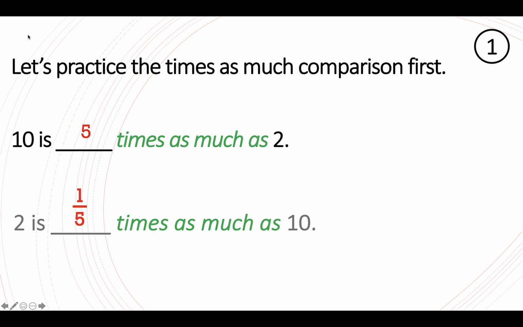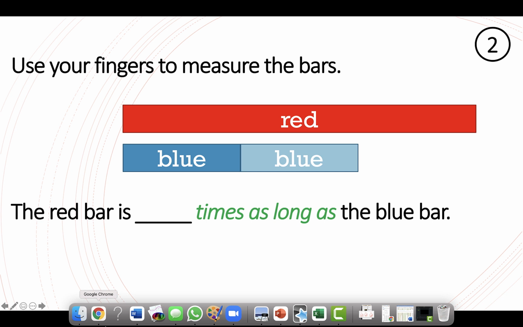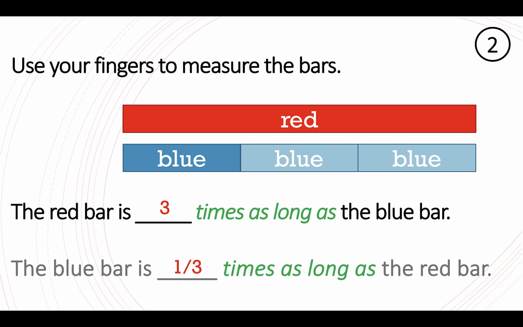So instead of just thinking about 1/5 as an amount of something, we can also start thinking about fractions as representing multiplicative comparisons. And then we move on to asking them to use their fingers to measure the bars. So you can see here that a student might use their fingers on either side of the blue bar and then iterate that to find that the red bar is 3 times as long as the blue bar. And for the older students, therefore, the blue bar is 1/3 times as long as the red bar. So now you've talked to your students about the concept of times as long as.